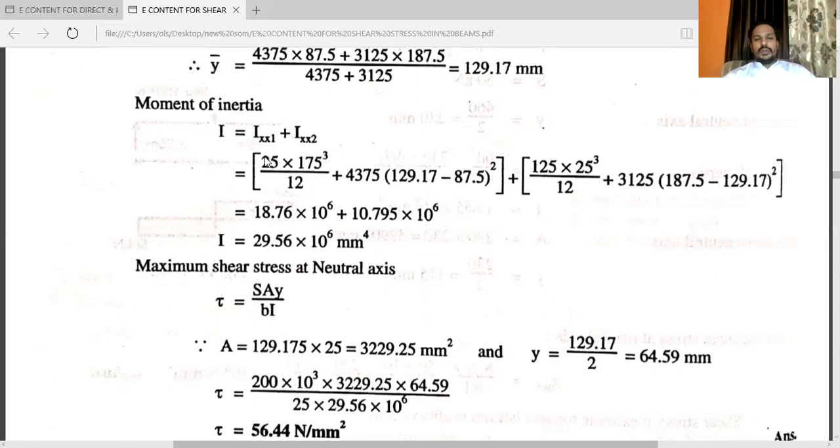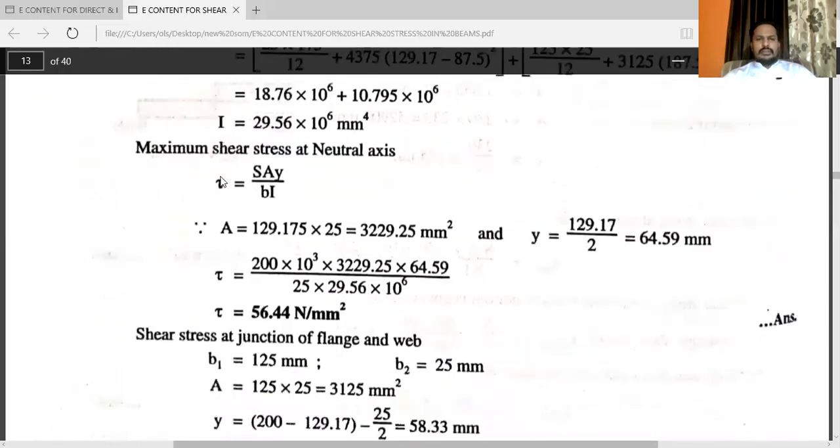This is the dimension for first rectangle. These are the dimensions for second rectangle. Here, while calculating the distance h1, you have to take the difference between y bar and y of a particular rectangle. While calculating h2, the distance will be the difference between y bar and y of the second rectangle. So you will get the value of I, that is 29.56 into 10 raised to 6 mm raised to 4. Already n number of times we have calculated the value of moment of inertia. Similarly, you will get the moment of inertia.